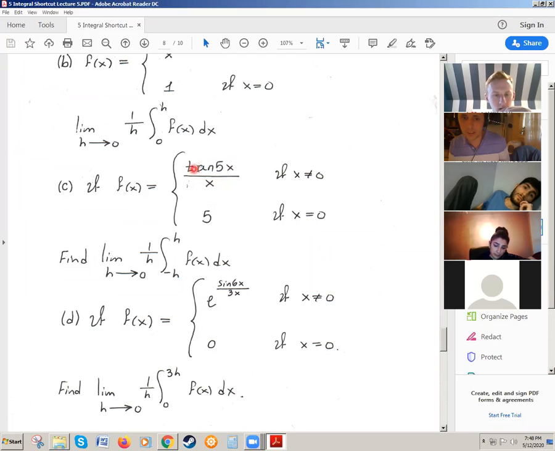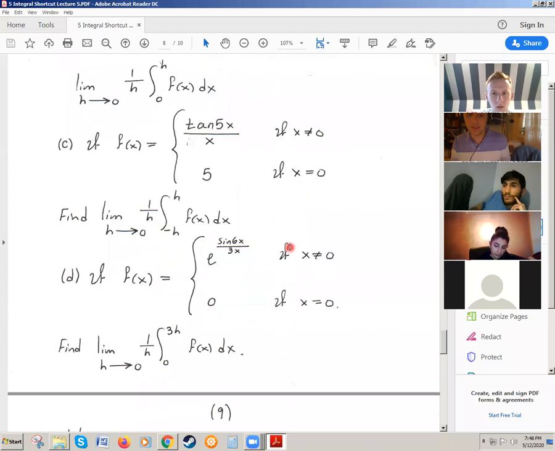Because look at it: this is tangent 5x over x. That's roughly 5, and this is 5. So the function is averaging to 5, but this is not the average. This is the average divided by 2. So you must multiply it by 2. You have to put 2 here and 2 here, and that would be 10.